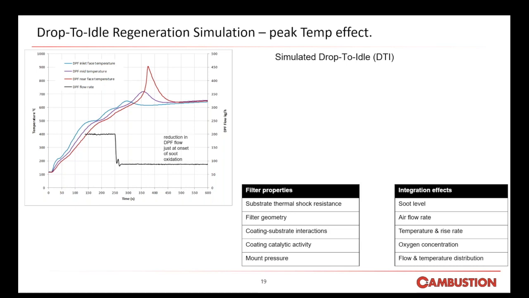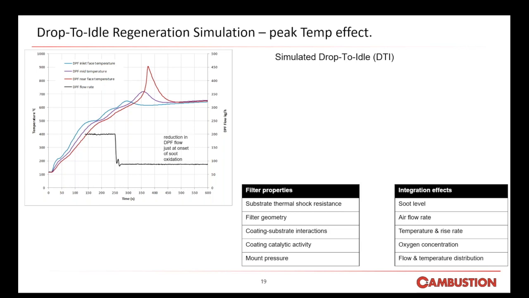For substrate manufacturers, the DPG needs to be capable of simulating worst case DTI regeneration conditions to compare the resistance of different filters to repeatable operating conditions. The DPG can simulate these DTI flow and temperature conditions. And with the optional oxygen control system, or EGR system, we can also simulate the oxygen concentration effect. The peak temperature is very sensitive to drop to idle timing, so the repeatability of DTI testing is really not ideal for QA testing. It's only really an R&D tool.